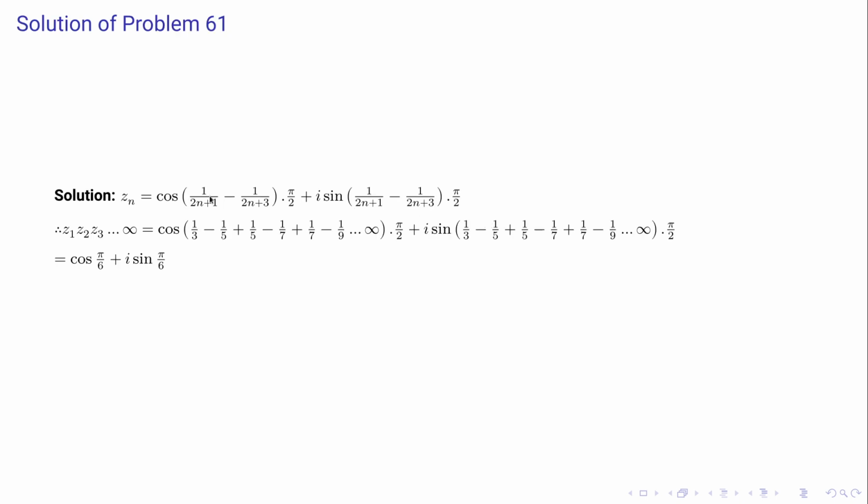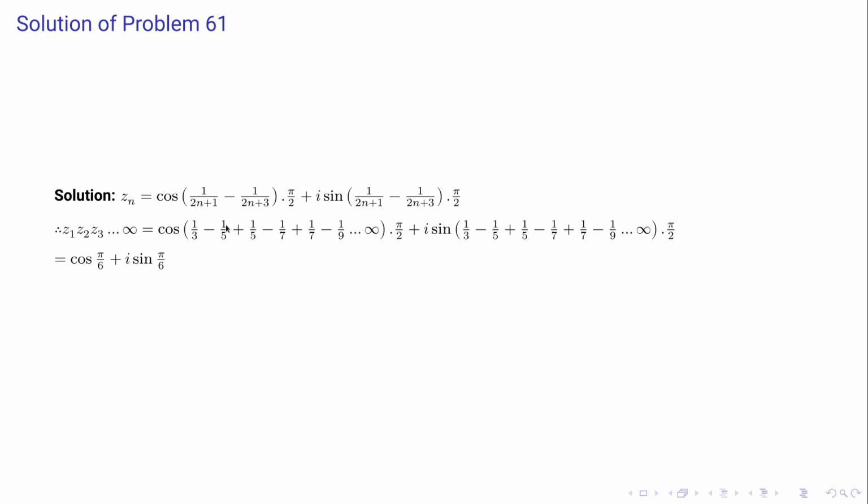So in this case, the angle of cos theta and sine can be written as 1 by (2n+1) minus 1 by (2n+3) into pi by 2. So here also we have written that. Once we have that, we start substituting values of n as 1, 2, 3. So we will get 1 by 3 minus 1 by 5 for n is equal to 1, 1 by 5 minus 1 by 7 for n is equal to 2, 1 by 7 minus 1 by 9 for n is equal to 3, and so on for sine.